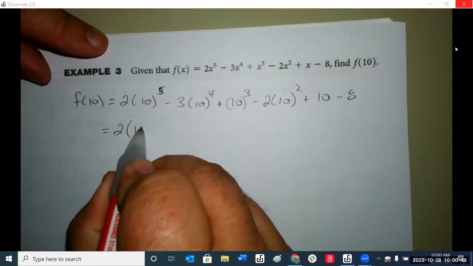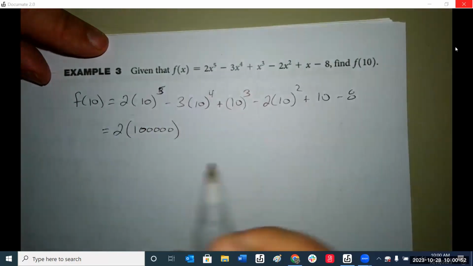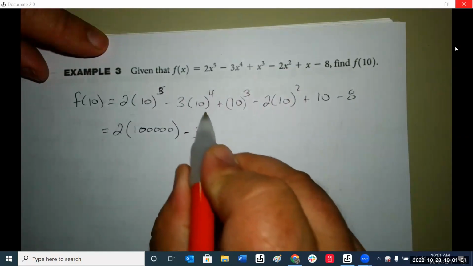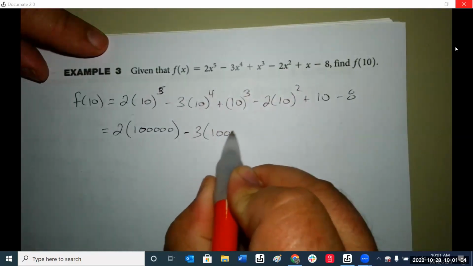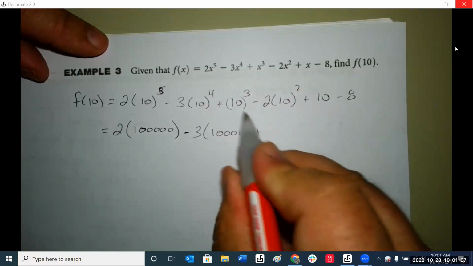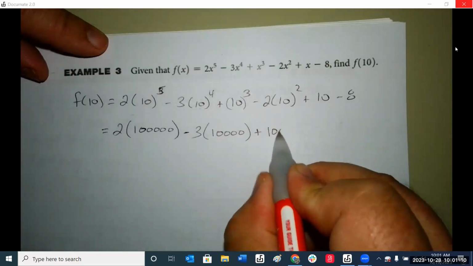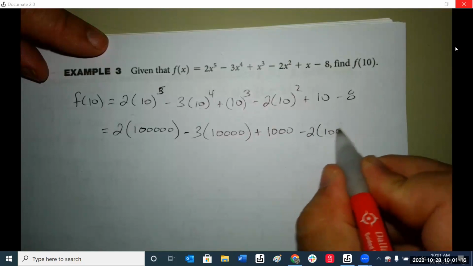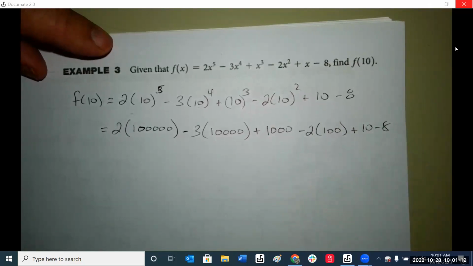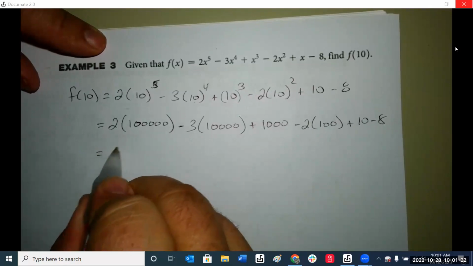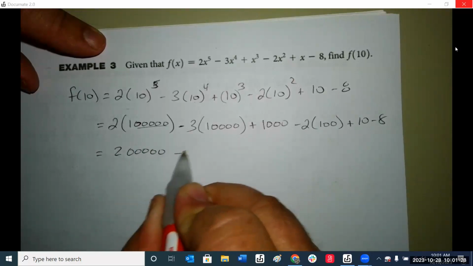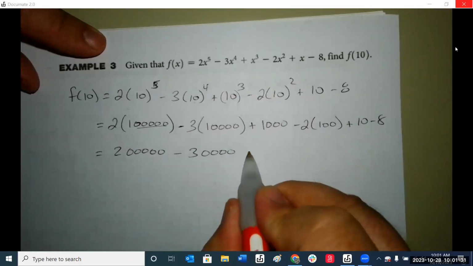10 to the 5th is 1 with 5 zeros. 10 to the 4th is 1 with 4 zeros. 10 to the 3rd is 1 with 3 zeros. 10 squared is that. We have 2 with 5 zeros. 3 with 4 zeros.